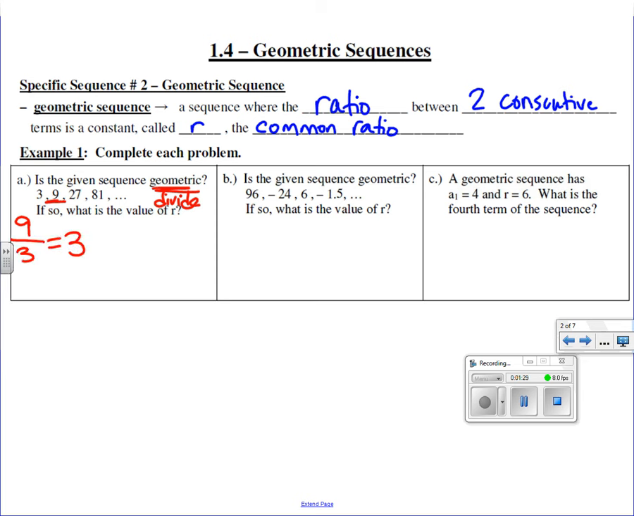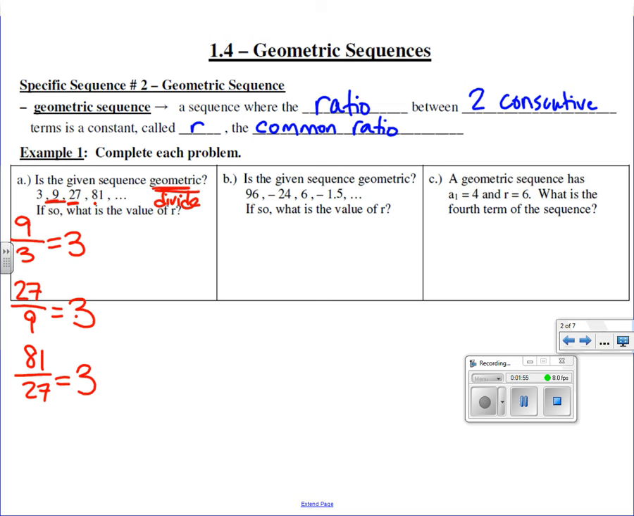I also need you to test the other ones. Then I'm going to go to 27. What am I going to divide 27 by? 9, and I need to double check. It does give me 3. And then I'm going to check the last one as well. 81 divided by 27. Does that give you 3? Yes. So, is the given sequence geometric?